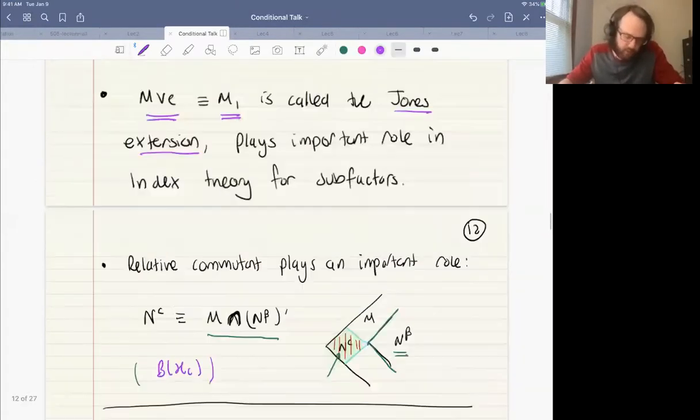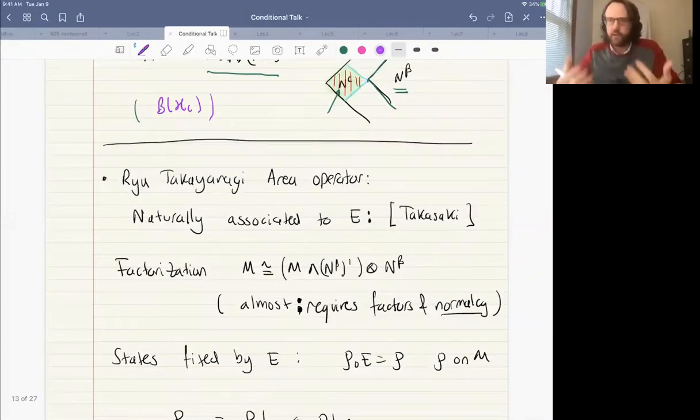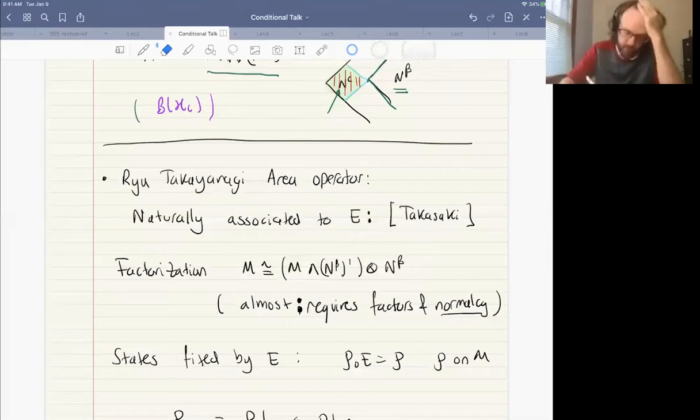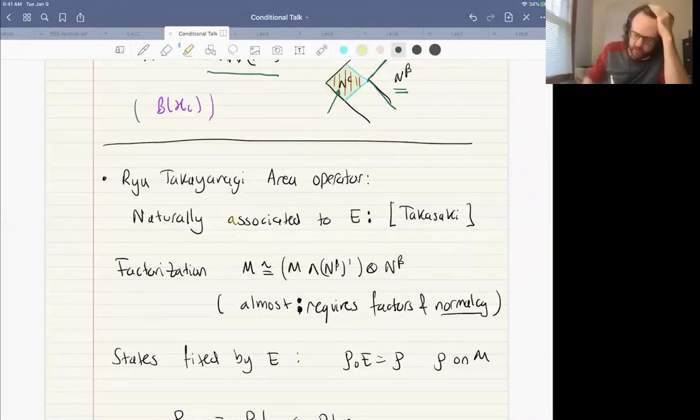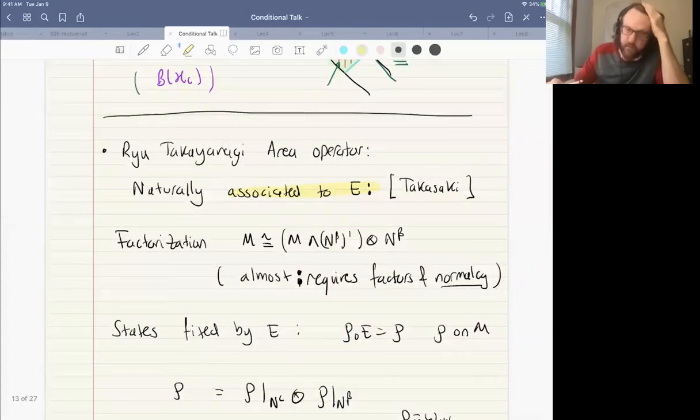But the one thing that I want to go through a little bit more is how you see this Ryu-Takayanagi area operator coming out, which was sort of a big deal made of by Harlow and others. When you have this entanglement wedge reconstruction, this structure of complementary recovery condition, then you naturally just get something that looks like the RT formula, the Ryu-Takayanagi area formula. So the idea is that naturally associated to E is the following structure.